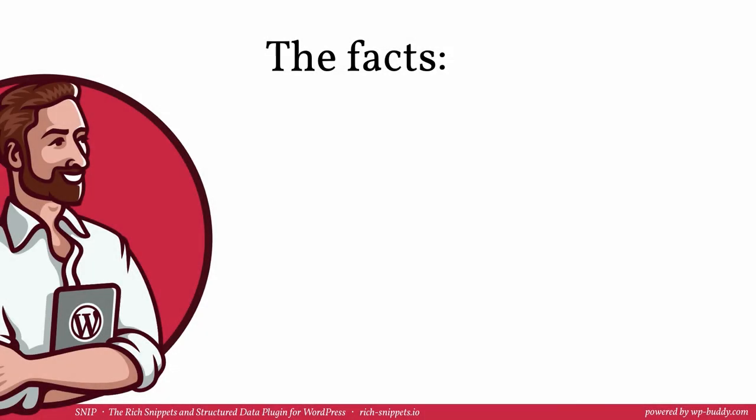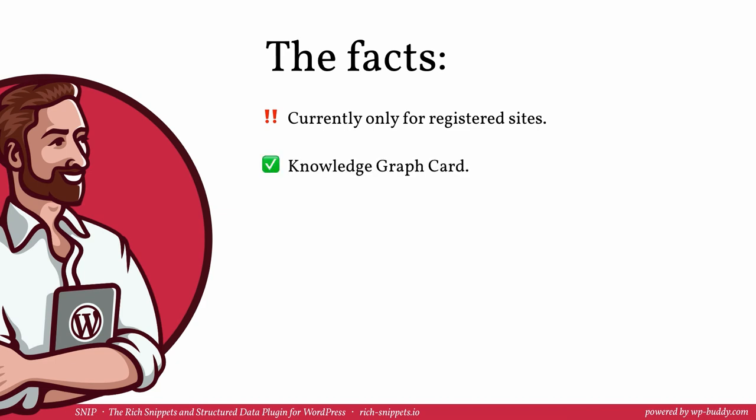All right, let's sum up what we have learned in this video. At the time of the making of this video, the local business snippet is only available for those who registered their websites on Google's reference page and only if the application was accepted. A prominent knowledge graph card with details about a business that matched the query will show up in search results if the page was marked up with a local business schema or one of its child schemas. I have explicitly mentioned the dentist schema in this video, but the local business schema has a lot more child schemas that you can also use.